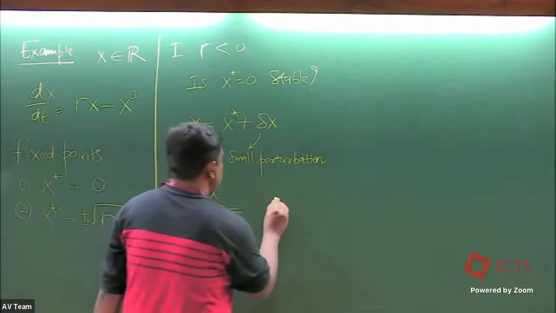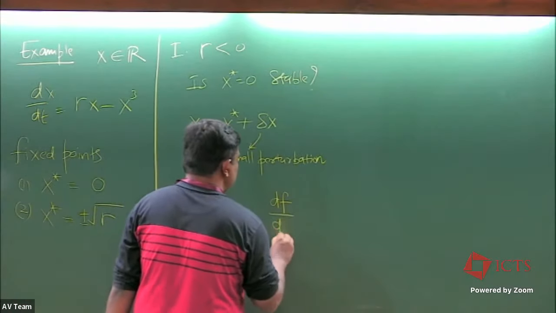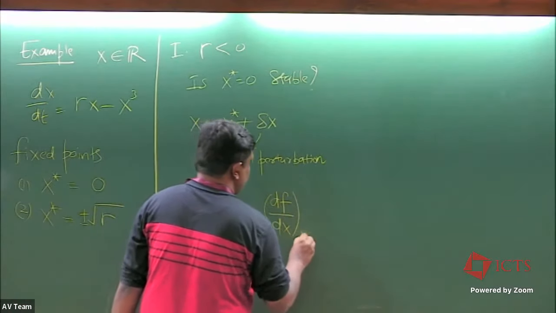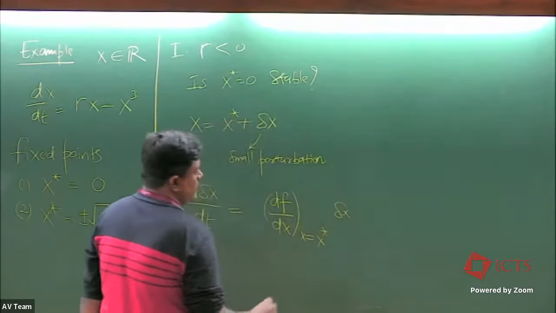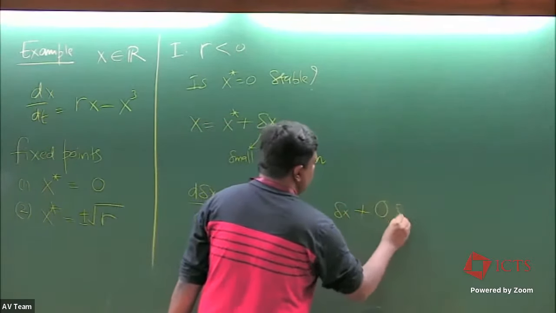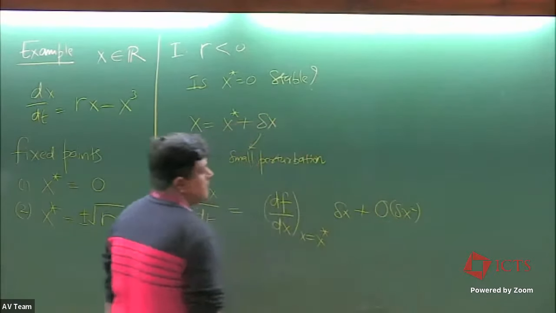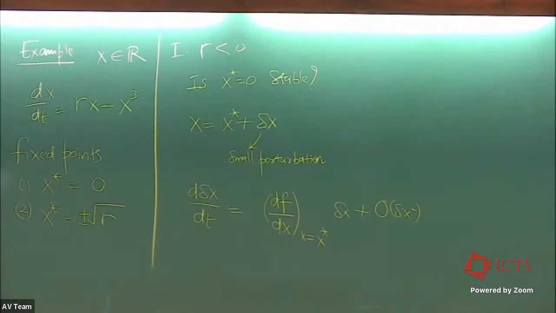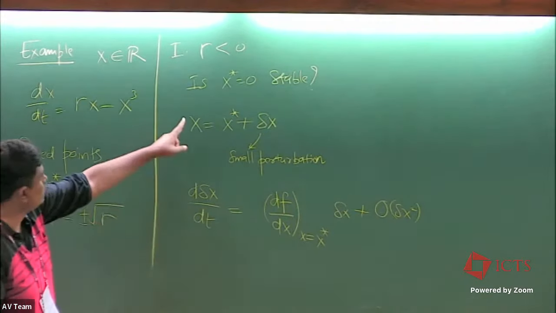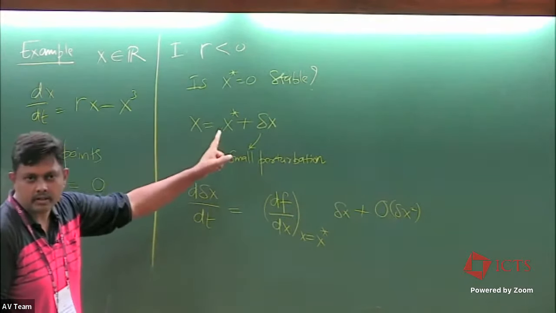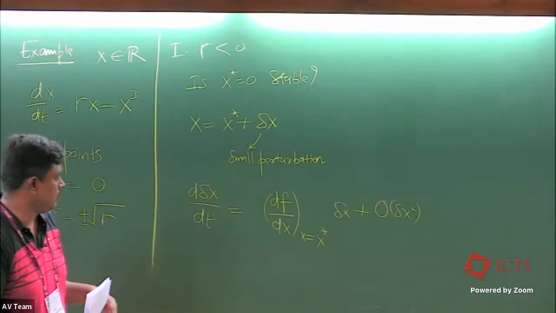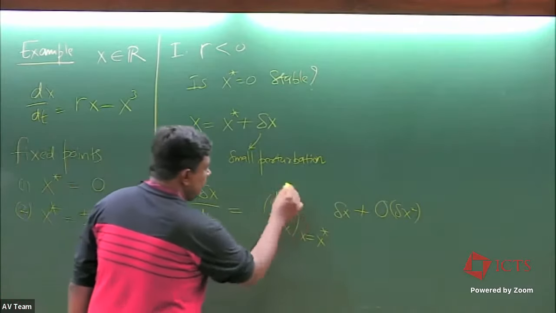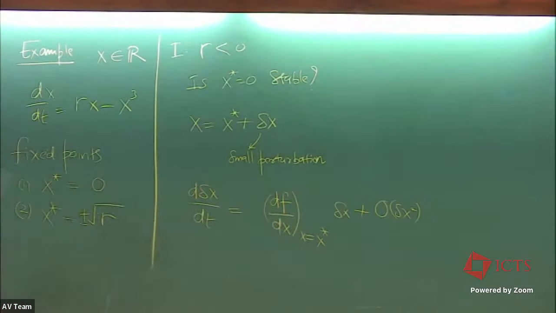So in general, this will turn out to be the following. You will evaluate df by dx at x equal to x star, and you will get it times delta x plus higher order terms. Can you please see if this is true? Because remember, x star is the solution of f of x. So if you do a Taylor expansion around x star, f of x star is 0 by definition. Aha. So therefore, it's really the sign of df by dx that matters.